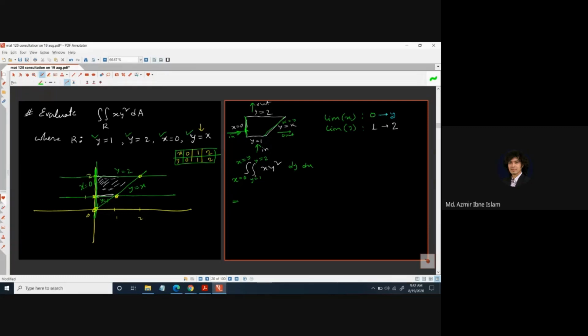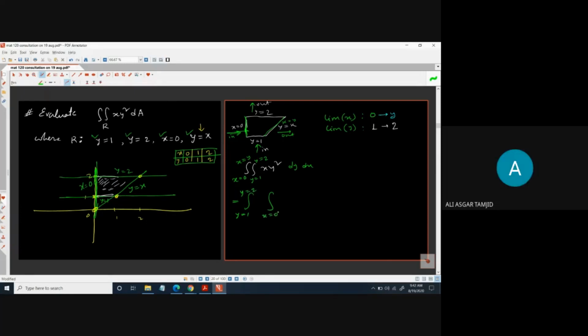Whatever representation we have now, can we solve this one? Yes, sir, we can solve it. At first, you have to work for the function part, the variable part. Then finally, you have to move to the constant part. So we can write it this way. Since the y limits are constant, we will work for y later.